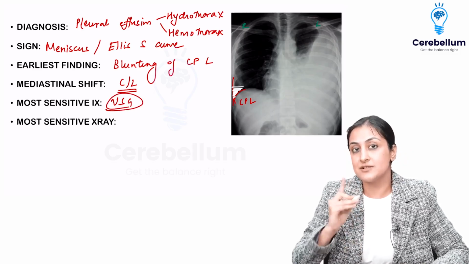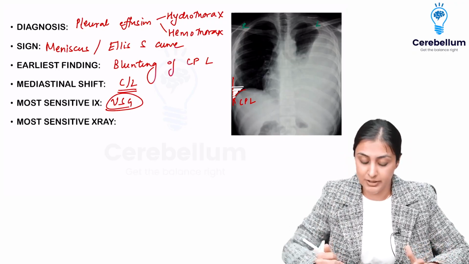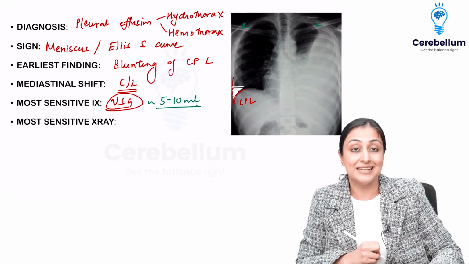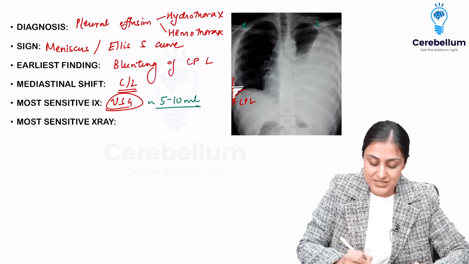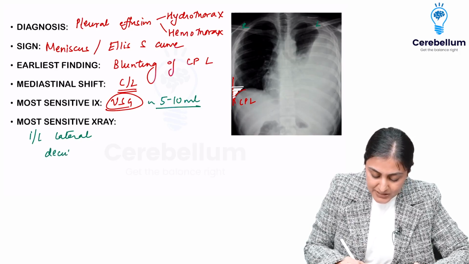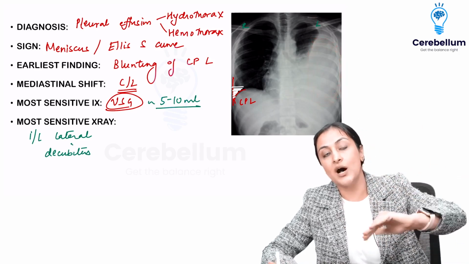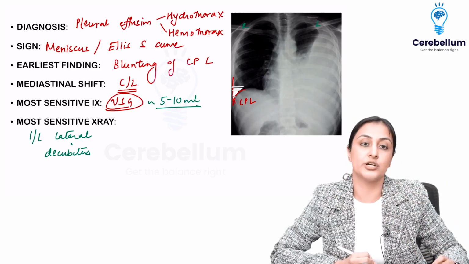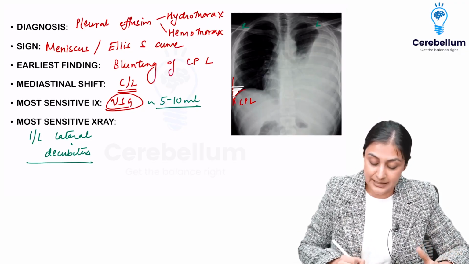What about the most sensitive X-ray? Here I want to tell you some numbers you may or may not remember. Overall, when we compare it with ultrasound, ultrasound can even detect 5 to 10 ml of fluid. It's the most sensitive. Compare it with the X-ray. The most sensitive X-ray here is ipsilateral lateral decubitus. Meaning, if I'm suspecting fluid on the left side, the left side should be down. So when the left side is down, the fluid will gravitate and form a horizontal level. So ipsilateral lateral decubitus is the most sensitive X-ray.